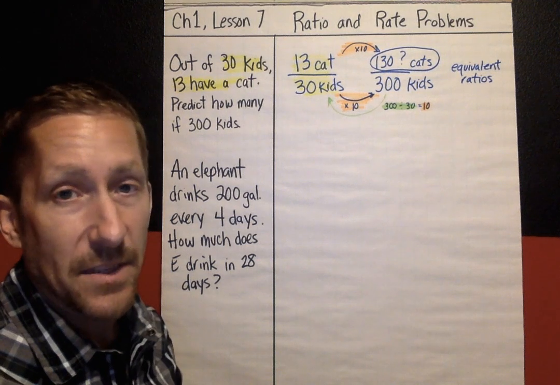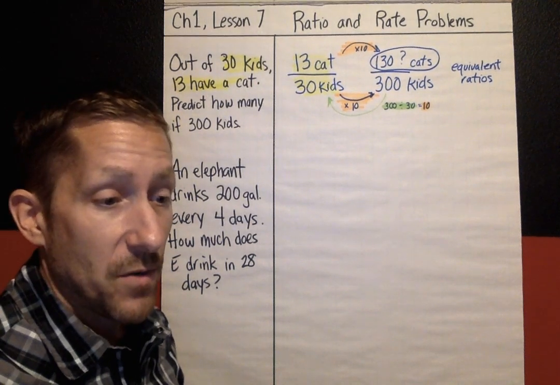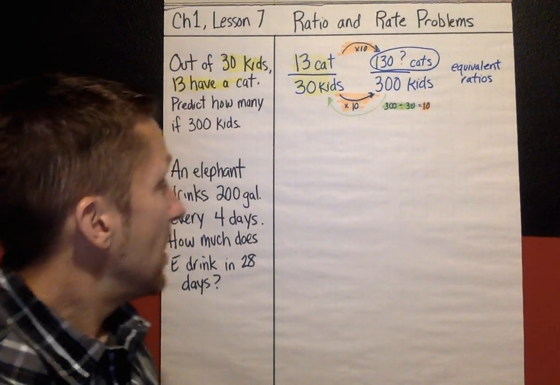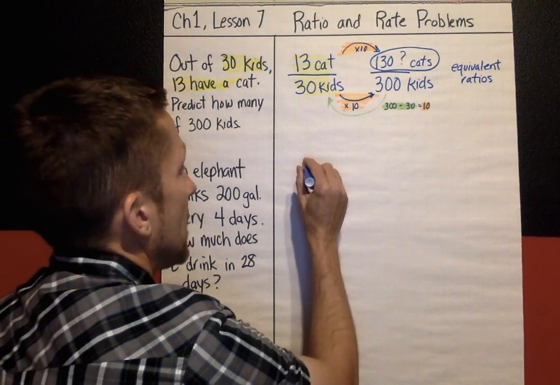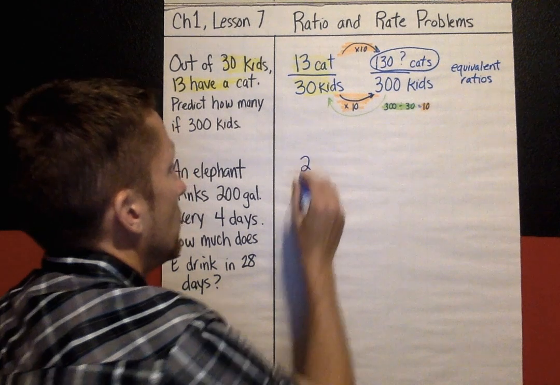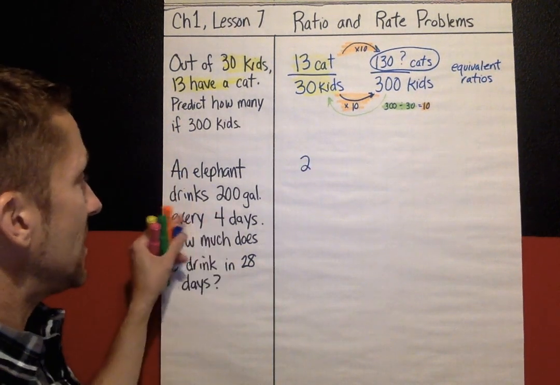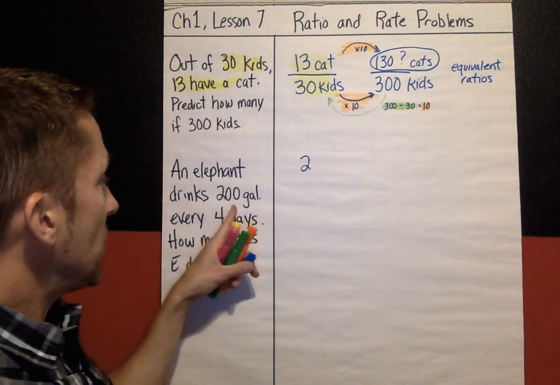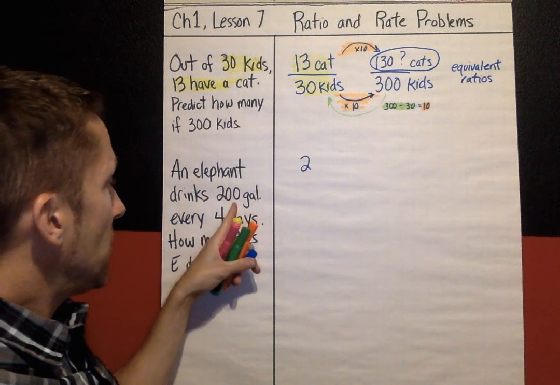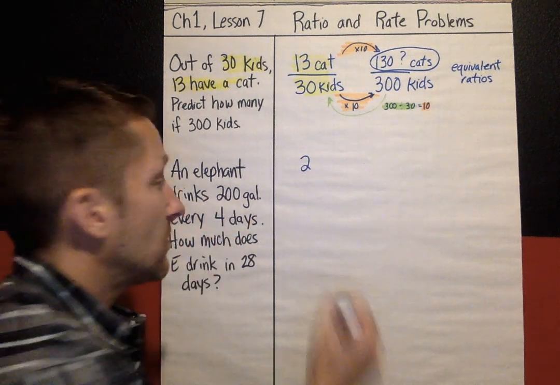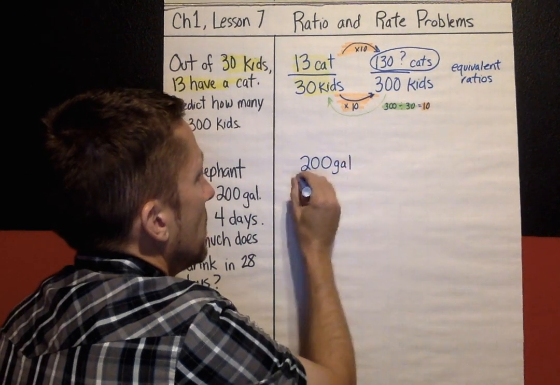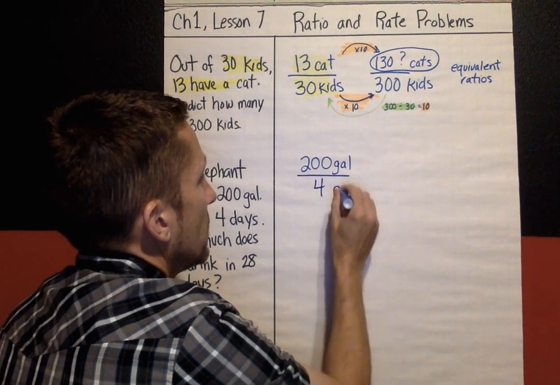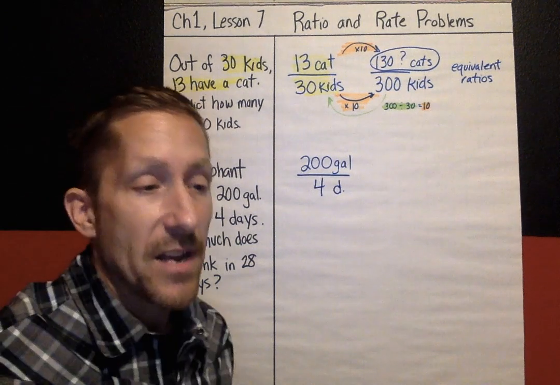So a lot of the problems that you're going to run into, you could solve in multiple ways. I'm actually going to solve this one using both, showing an example of each one. So I go back to my text. I see that my starting ratio is that an elephant drinks 200 gallons every 4 days. So I'm going to write that down. 200 gallons every 4 days. I'll abbreviate D for days.